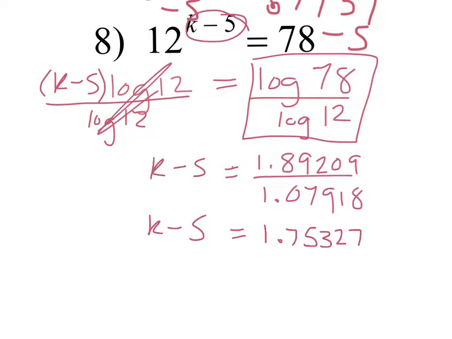Now to get k all by itself, we're going to add 5 to both sides. So k is equal to 6.753. So I just got rid of these decimals because I'm only going to round it to 3 decimals. Any questions here?